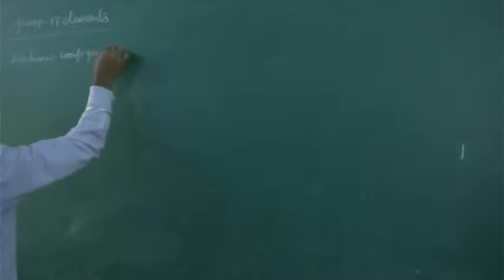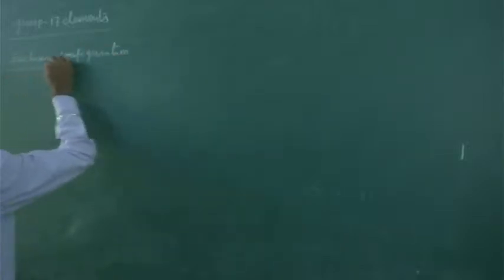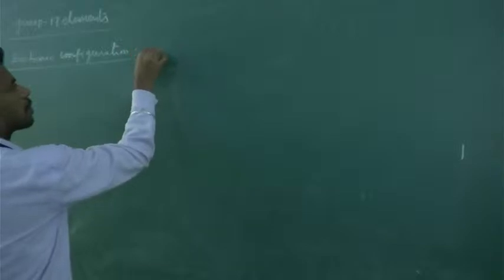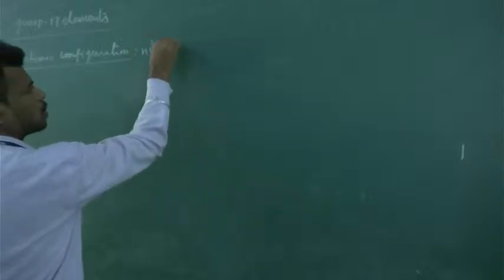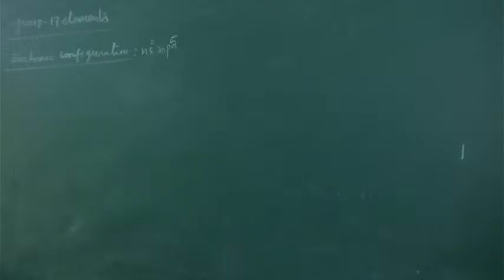So what is the general electronic configuration of group 17? Electronic configuration of group 17 is ns2, np5. So what are the elements that are present in group 17?